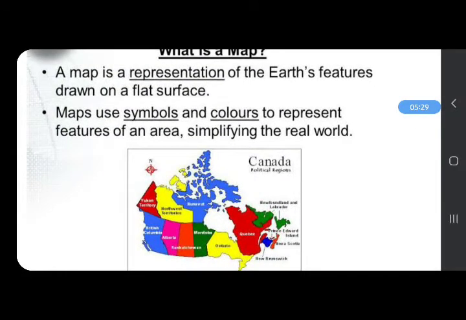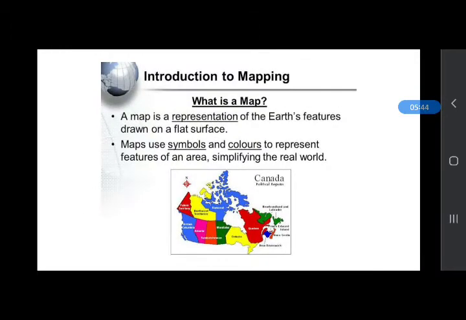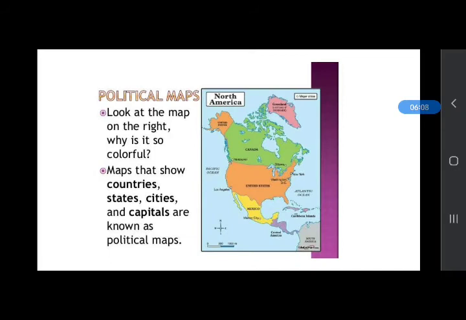A map is a representation of the Earth's features drawn on a flat surface. Maps use symbols and colors to represent features of an area, simplifying the real world. Simplifying means making a difficult thing simple. So it is not easy to make a drawing of all the countries, states and continents. So symbols and different colors make it easier to find a place on the map. And there are different kinds of maps: physical map and political map.